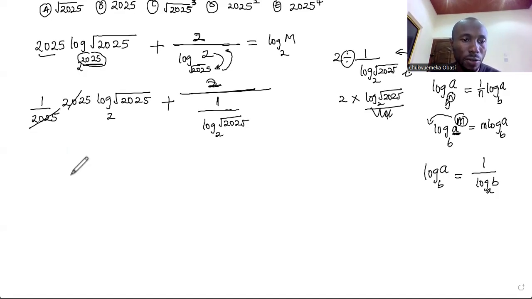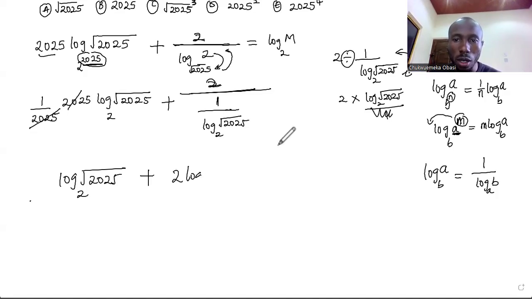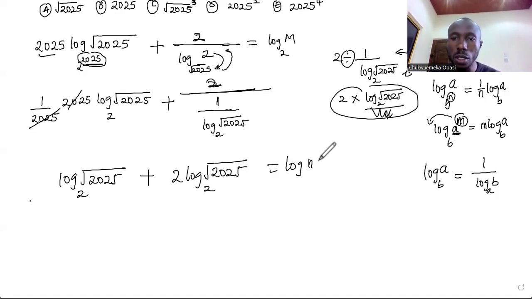So we already have these to be log square root of 2025 base 2. And now these become plus 2 log square root of 2025 base 2, equal to log m base 2. Now let us clear up all of this stuff right here.